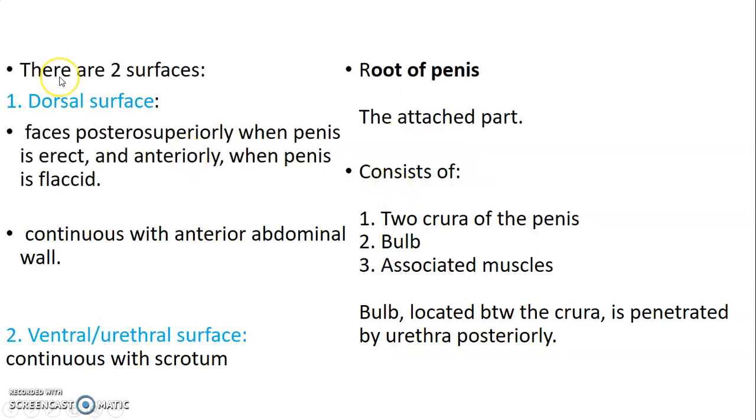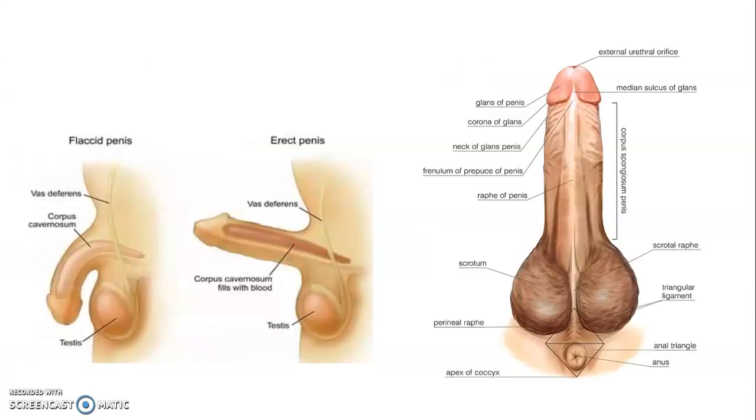So the penis has two surfaces, a dorsal and a ventral surface. When the penis is erect, the dorsal surface faces posterior superiorly, and when the penis is flaccid, the dorsal surface faces anteriorly. This dorsal surface is continuous with the anterior abdominal wall, while the ventral surface is continuous with the scrotum. So look at this. This is an erect penis. This is a flaccid penis.